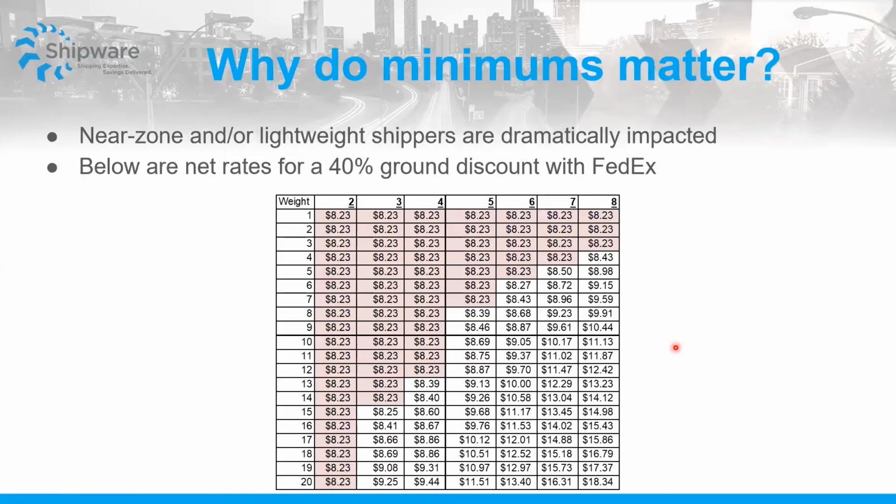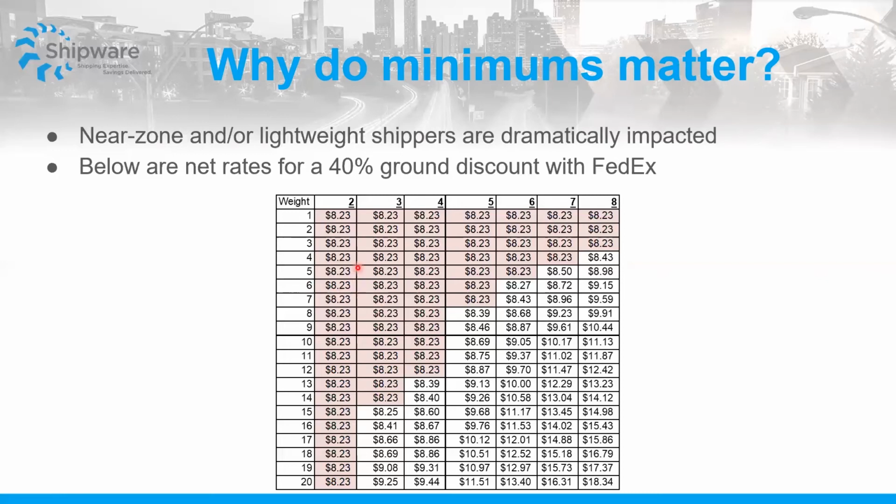And another way to illustrate this is looking at some net rates. So if you're a near zone shipper, so a lot of your products are going 150, 200, 300 miles away where your customer base is, or if you're shipping a lot of lightweight products, then that minimum charge is really going to be important. So this example are the net rates for if you have a 40% ground discount with FedEx. And you can see all these shipments, all these rates that are shaded in red, $8.23. You're not getting the full benefit of your discounts in this example. You're not getting that full 40%, you're getting less than that.